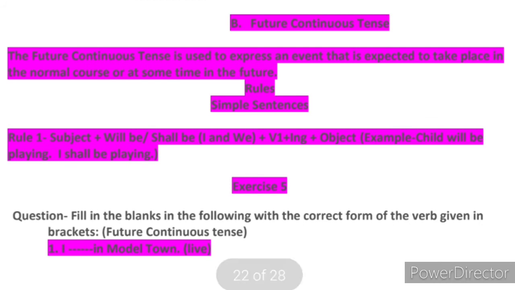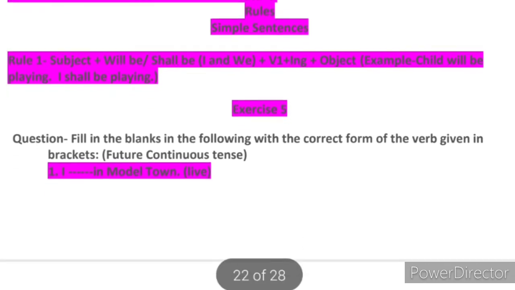Next is future continuous tense. So here the future continuous tense is used to express an event that is expected to take place in the normal course or at some time in the future. So rule is, for the simple sentences, subject plus will be, shall be plus V1 plus ing plus object. Child will be playing, I shall be playing. So this is the structure.